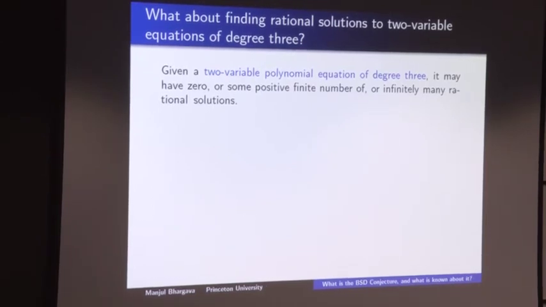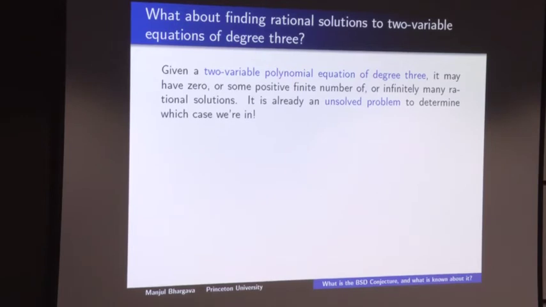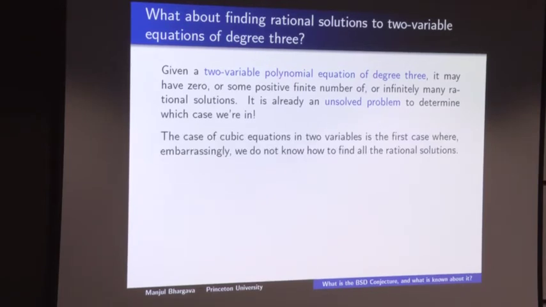And given that degree one and degree two equations were solved so many years ago, it's kind of embarrassing that it's already an unsolved problem to solve degree three equations in two variables in rational numbers. It's already an unsolved problem to determine which of these three cases we're in. Given an equation, we can't tell whether there's zero solutions or one solution or infinitely many solutions. So the case of cubic equations in two variables is the first case where we don't know how to find all the rational solutions.